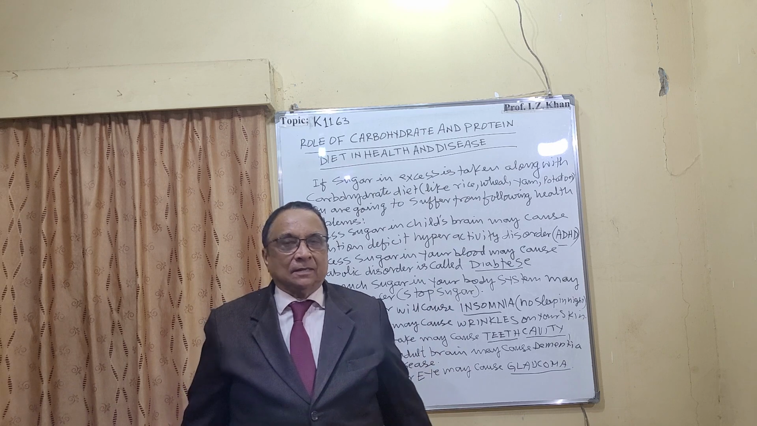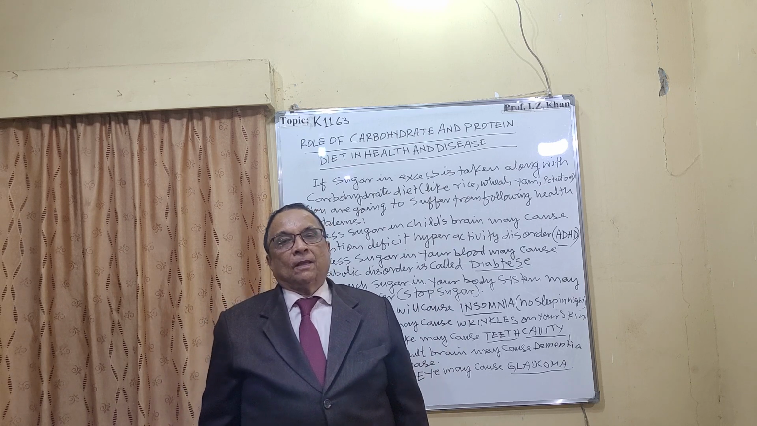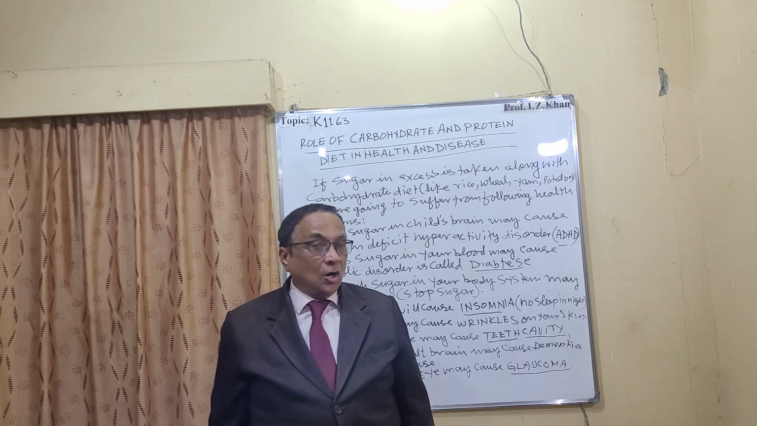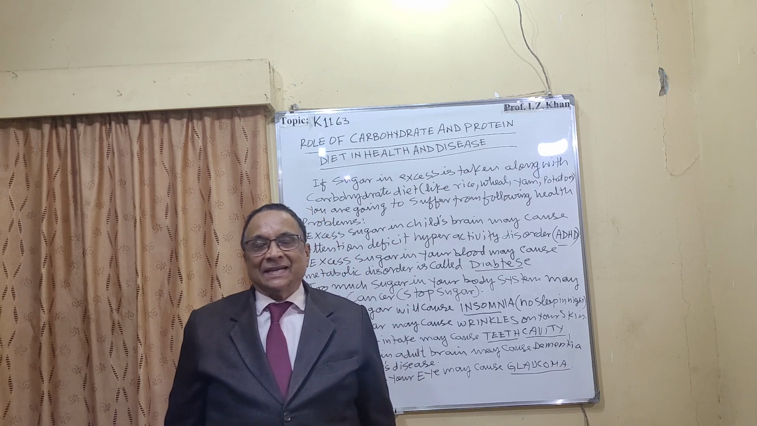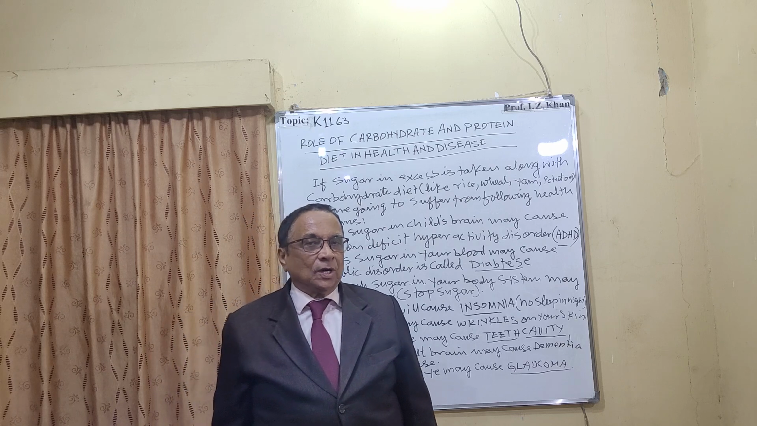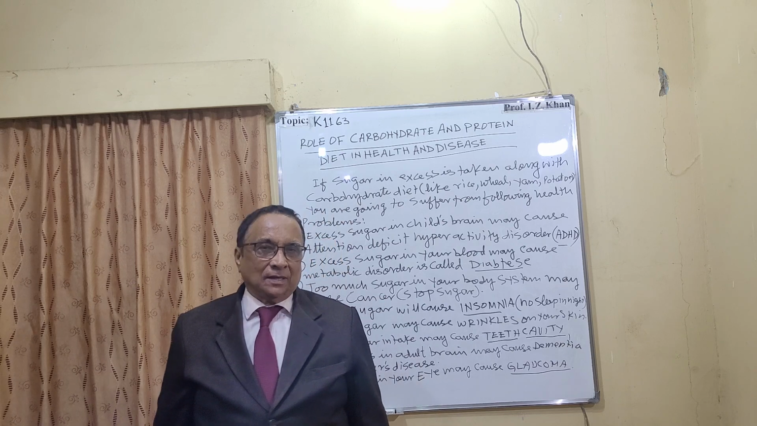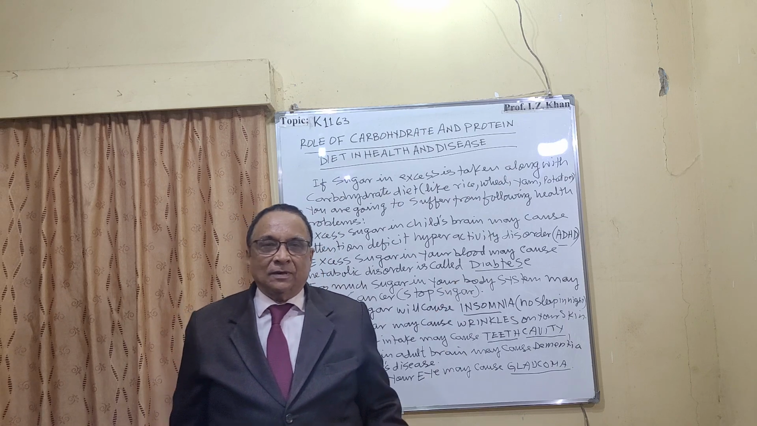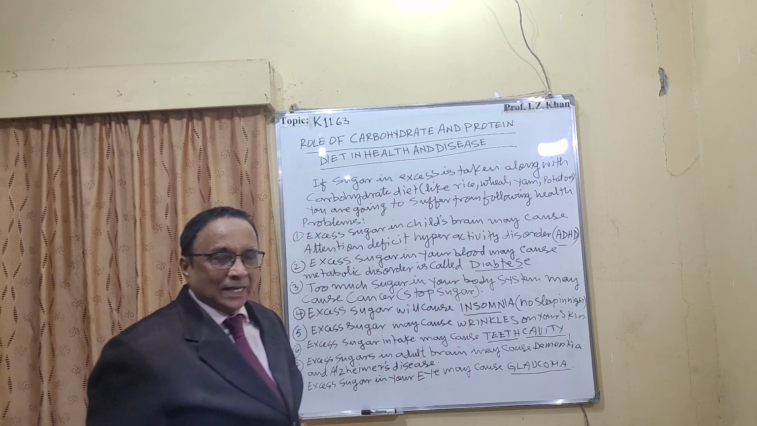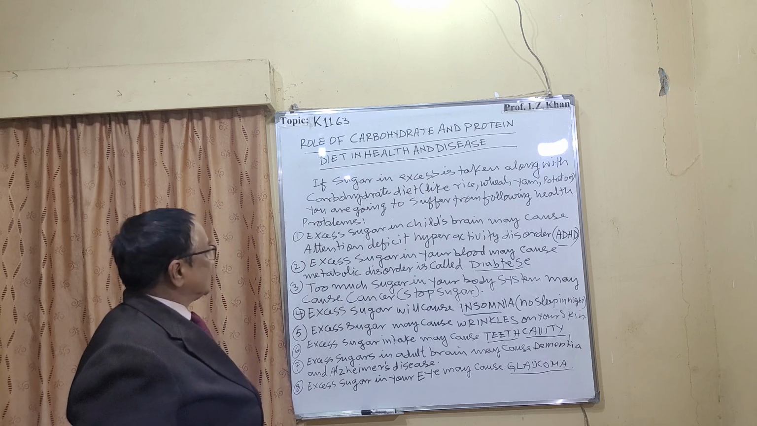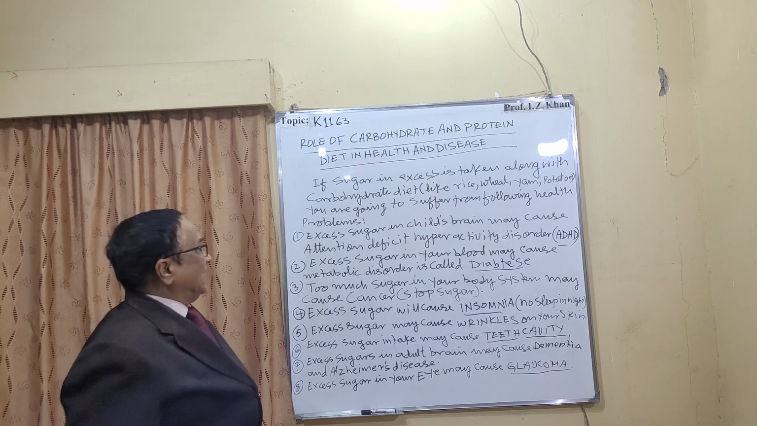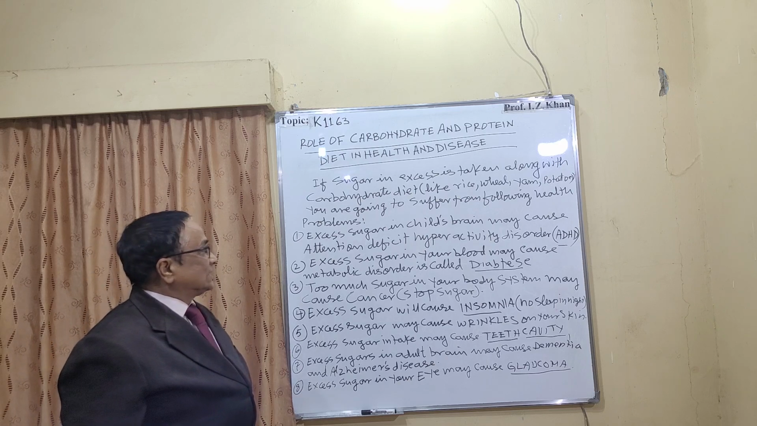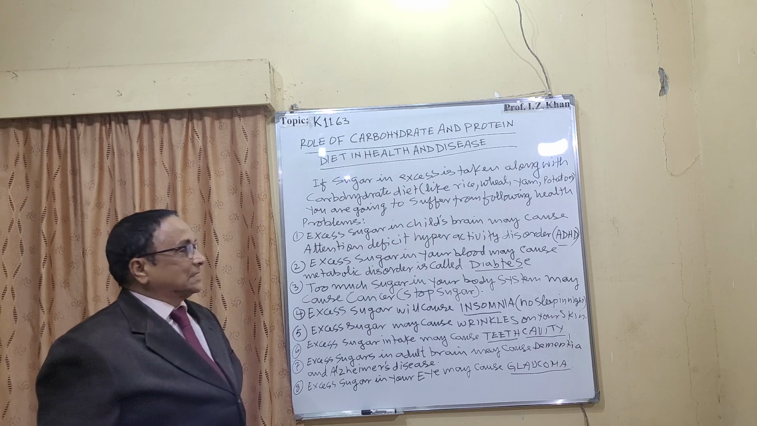So here I have listed the same things I told you. Once you are taking a carbohydrate diet, and along with that you are taking a lot of refined sugar or any sugar as a sweetening agent, and you are addicted, then you are going to suffer from the following health conditions or diseases. Number one, excess sugar in a child's brain may cause attention deficit hyperactivity disorder.